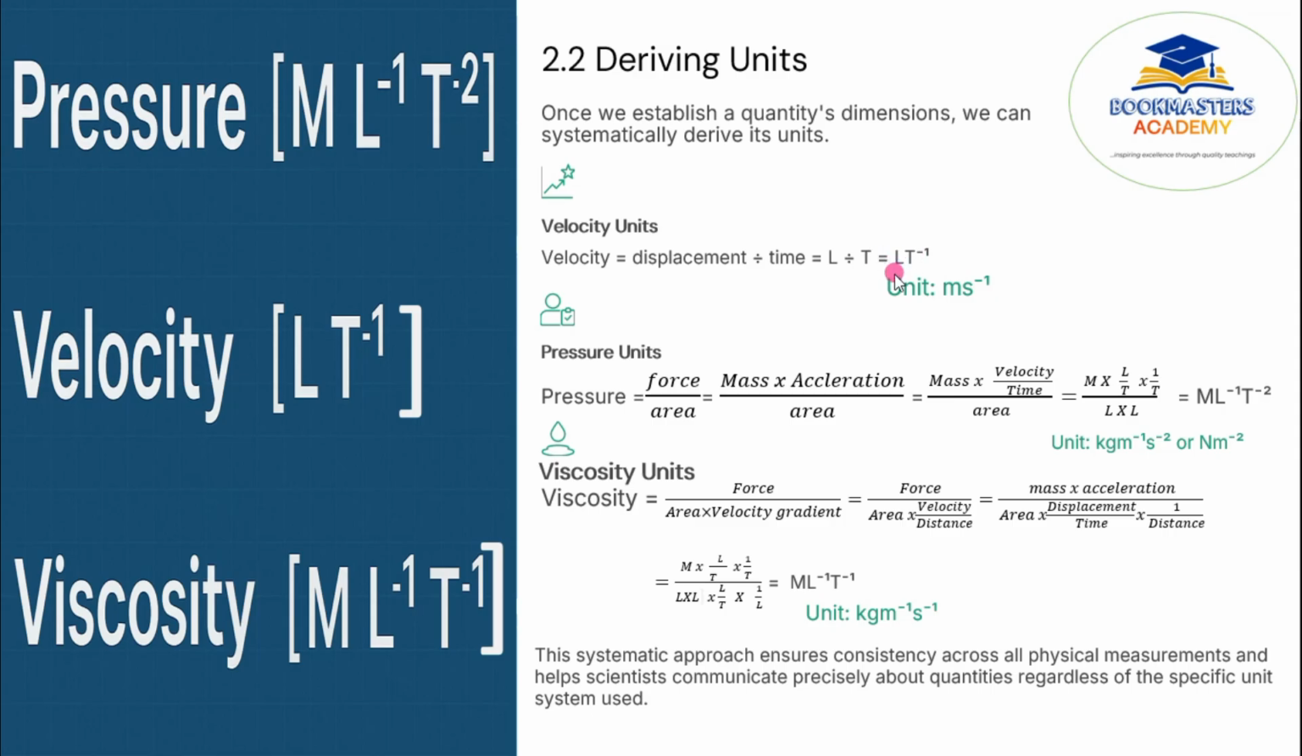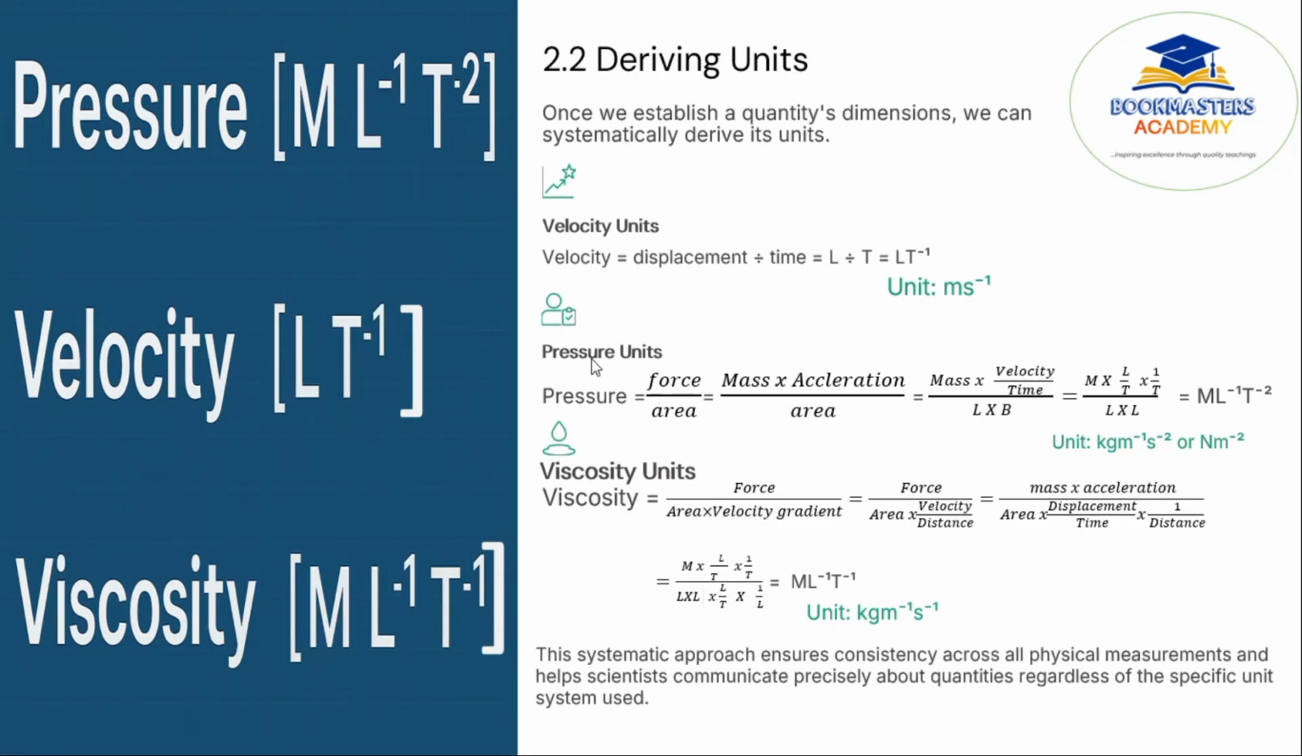So we got the formula first, then we got the dimension. The dimension is LT raised to the power minus 1. Now that we know our dimension is L, the unit for L, which stands for length, is meter, and T is seconds, so meter per second. So we got our unit from our dimension.